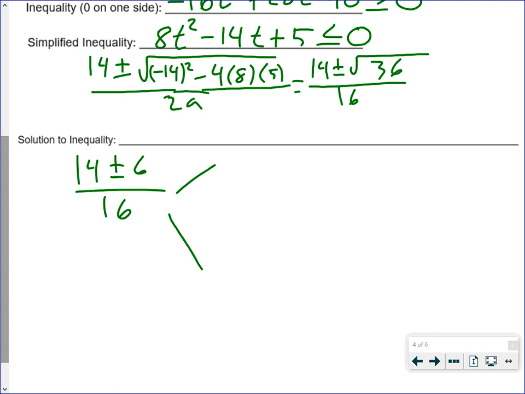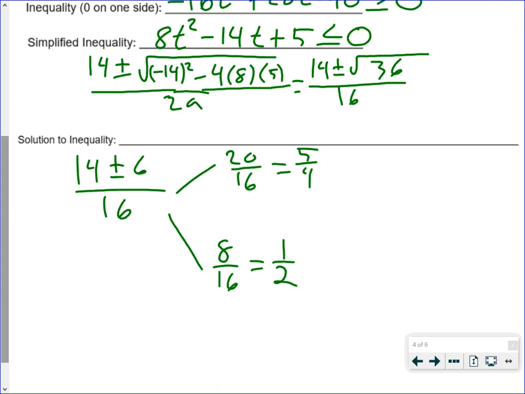And that gives us two different solutions. 14 plus 6 is 20, all over 16. And we have 14 minus 6, which is 8, all over 16. 20 divided by 16 can be simplified to 5 over 4. And 8 over 16 can be simplified to 1/2. So these are our two solutions, and we need to know where our solutions are in comparison to the critical values. Are they in between the critical values, or are they outside the critical values?